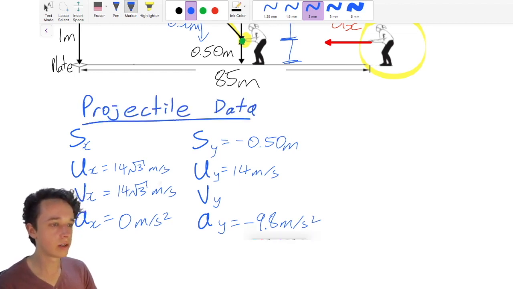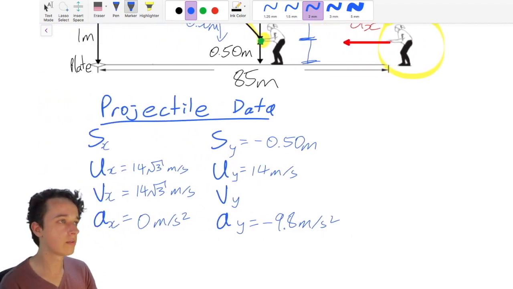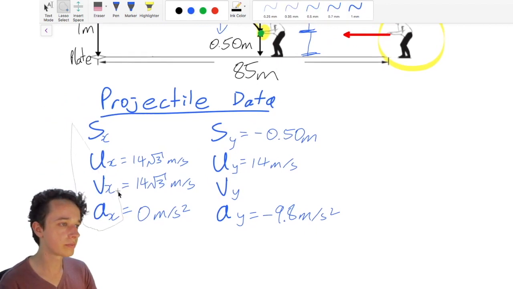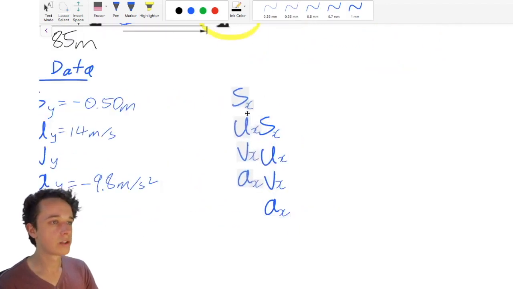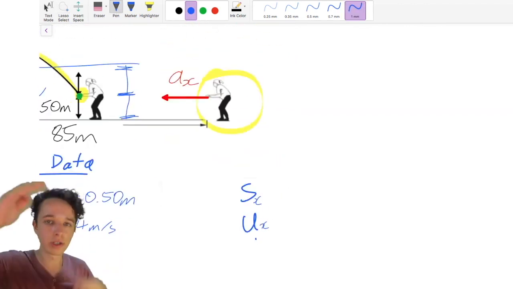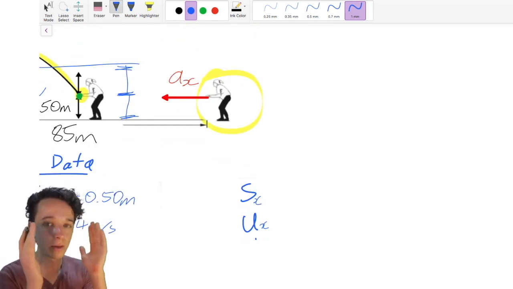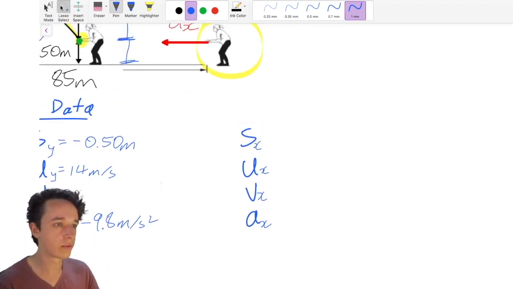Now in red, I'll do the same thing except for the outfielder instead of the projectile. So the reason I'm only copying S of X is because the outfielder has no motion in the vertical component, right? We don't have to concern ourselves with the Y component because there is no motion in the Y component for the outfielder.